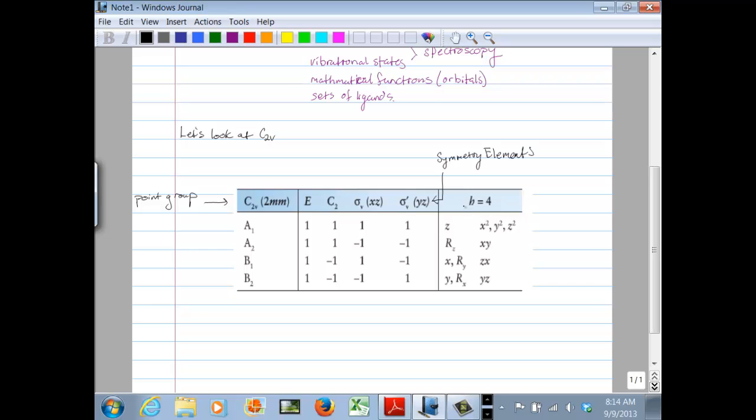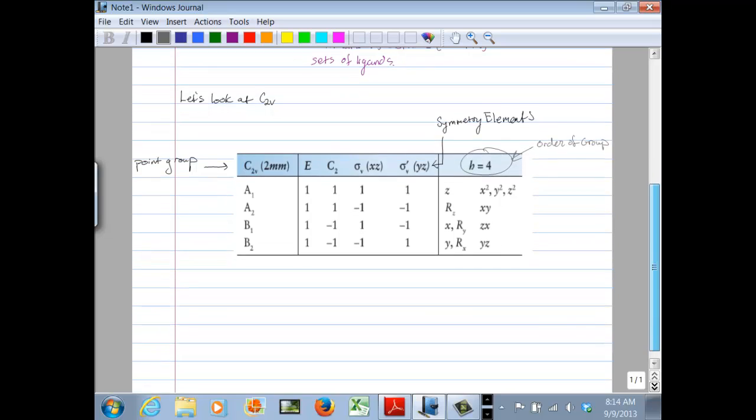This number over here, h, is basically all of these symmetry elements added up. So there's one of each kind, and you have a total of 4 different symmetry elements. This is h, or the order of the group. This is useful because if you know what the order of the group is, you can do some mathematical manipulations later on. So, order of the group. Let's see, what else do we have here?